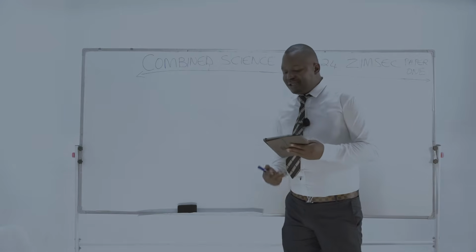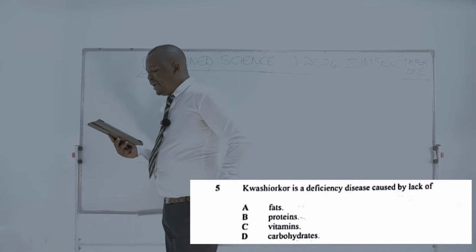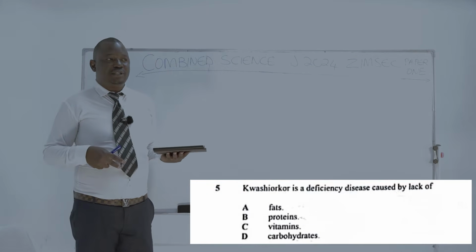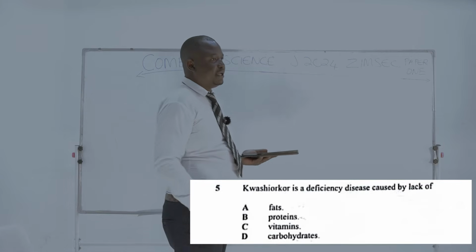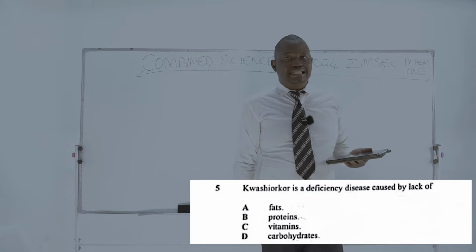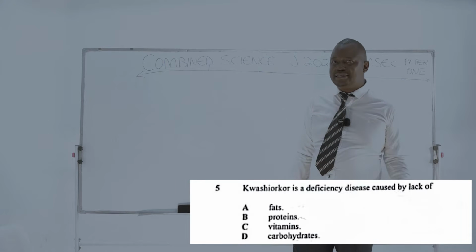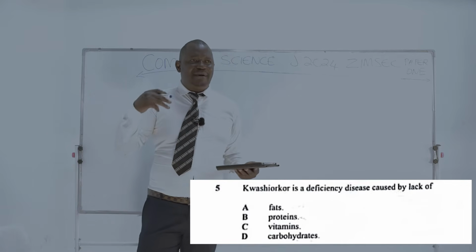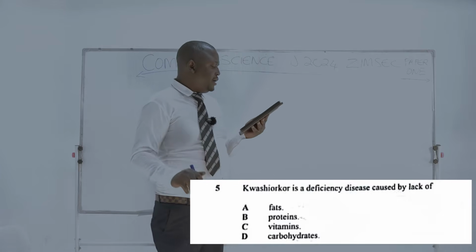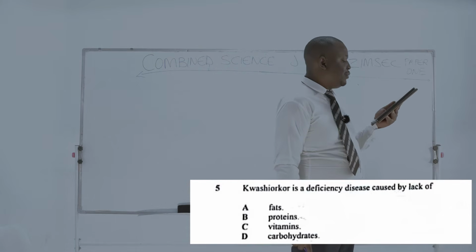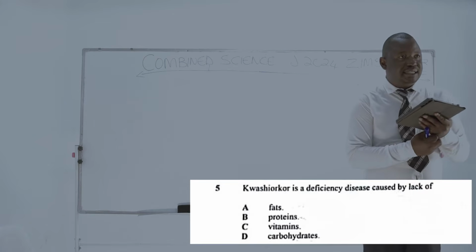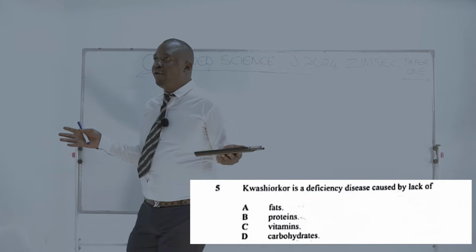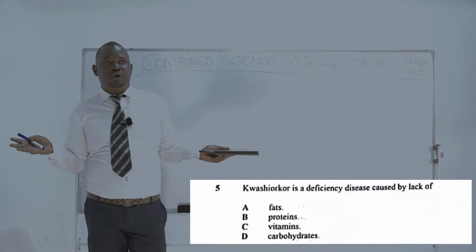Question 5. Kwashiorkor is a deficiency disease caused by a lack of what? There are deficiency diseases, caused by malnutrition, by a lack of something. There are different deficiency diseases: kwashiorkor, marasmus, goiter, scurvy, night blindness, rickets, etc. Right? Kwashiorkor is a deficiency disease caused by a lack of protein. And I'm sure you are aware of the symptoms of kwashiorkor.